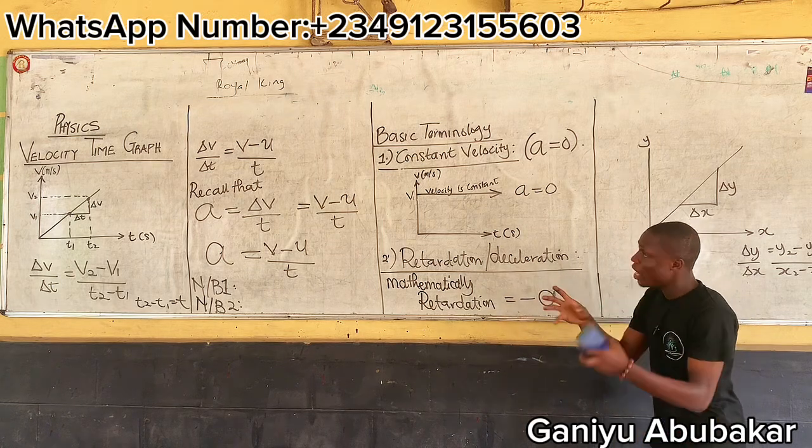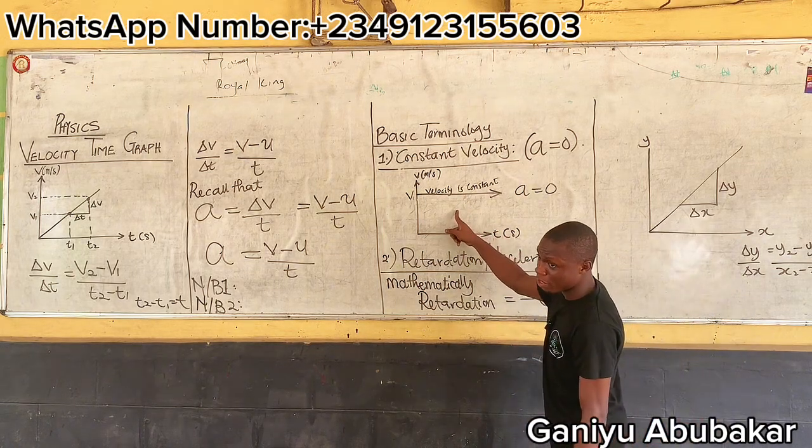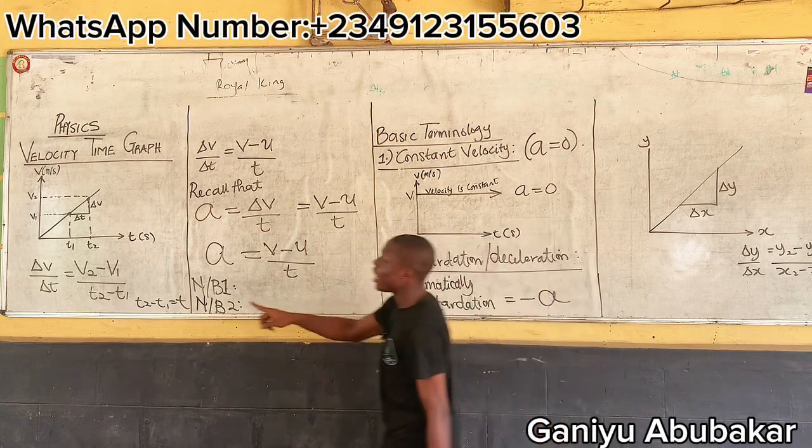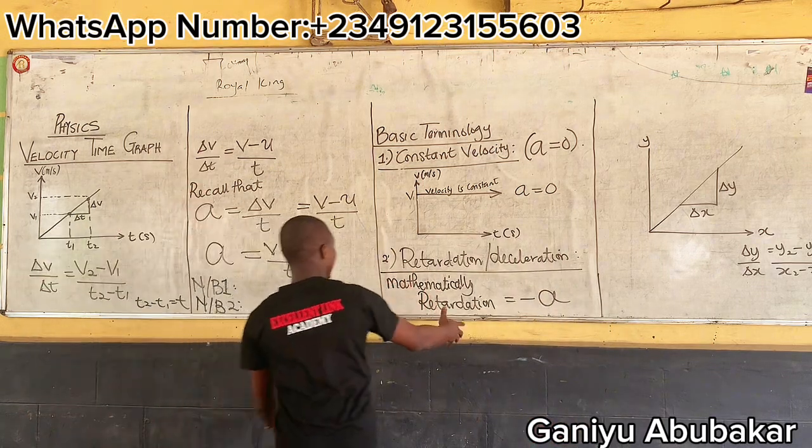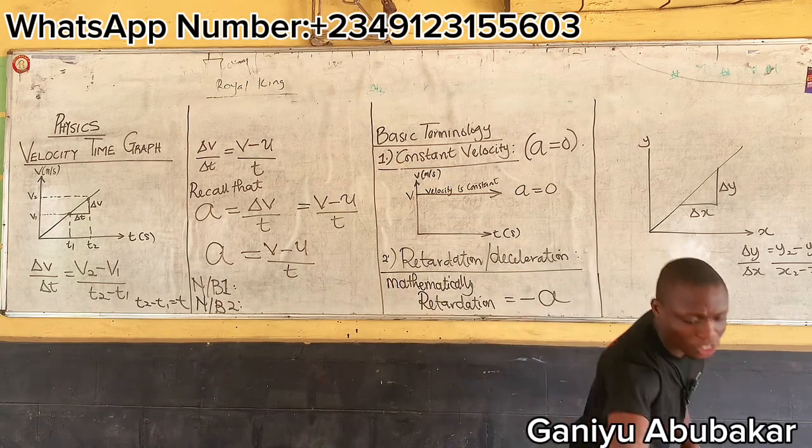How does it look? For constant velocity, it looks straight. How should this one look? An inclined line. How does retardation look when it comes to a velocity time graph?